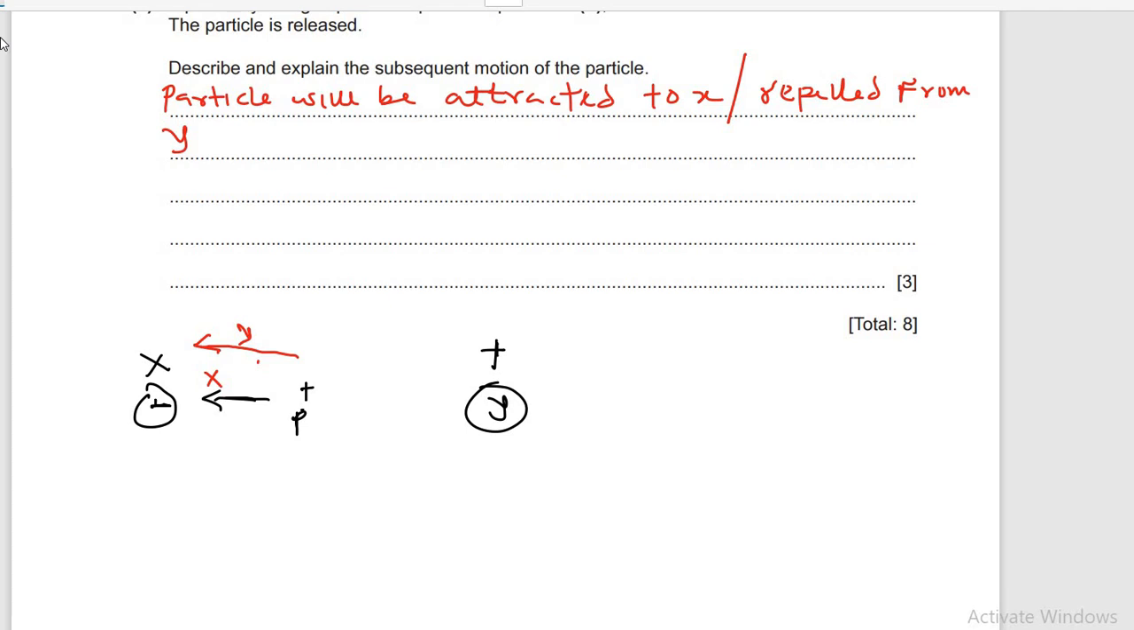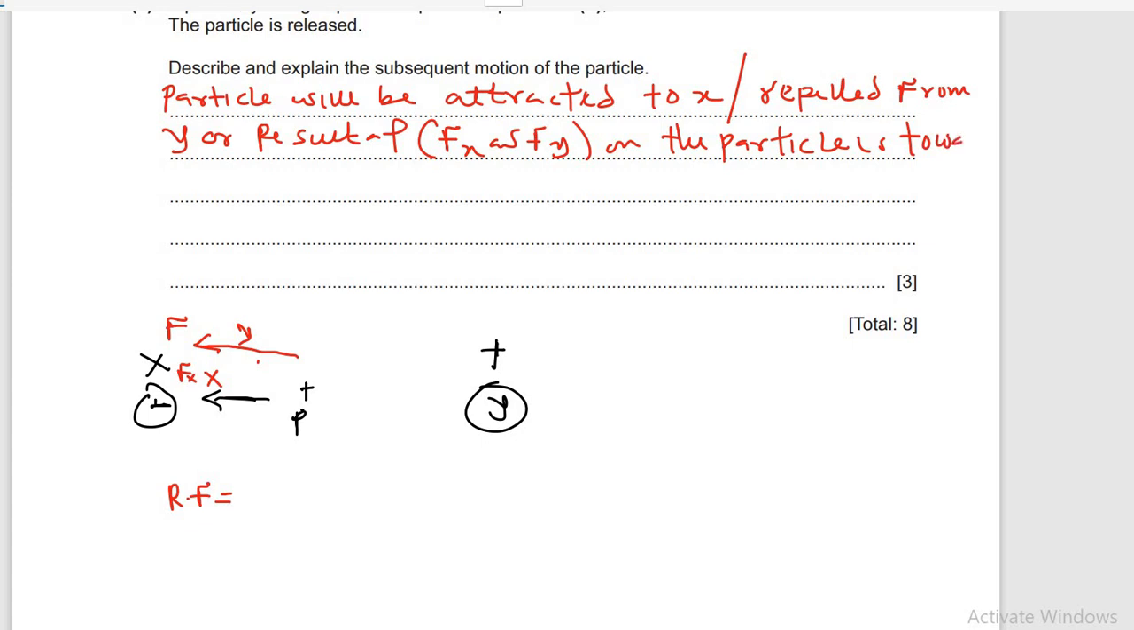You can also say, for 3 marks, now this is the force of y, this is the force of x. Now the resultant force is in the direction of x. The total force is in the direction of x. So you can also say the resultant force Fx and Fy on the particle is towards x or away from y.